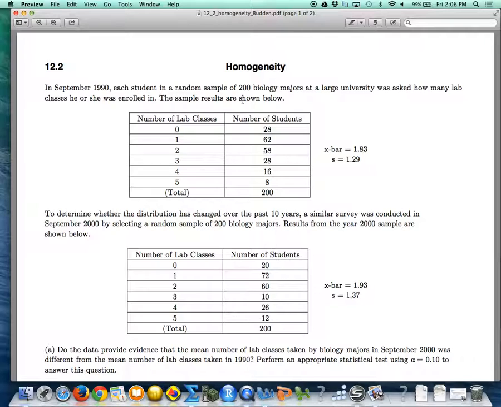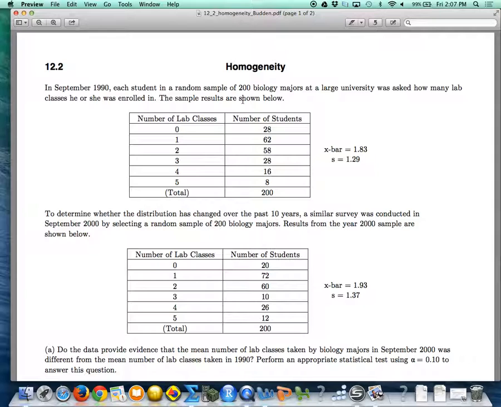Okay, so do the data provide evidence that the mean number of classes is different? What type of test is that? They're looking at matched pairs for me. No. They're looking at the mean number of classes taken in 1990, the mean number in 2000, two sample tests for difference in population mean.